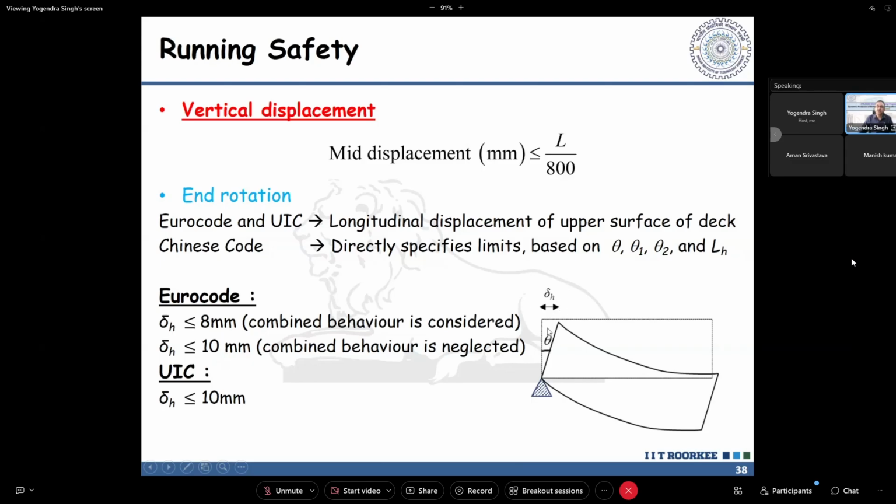The larger this displacement, the more impact, and hence the more vibrations of the train we are expecting. So the limit for this delta H is given in Eurocode and UIC. It is limited to 10 millimeter. So how can we obtain this delta H? I will calculate the end rotation. Suppose I am modeling it using a beam, then the slope of that beam at the support, that is theta, I can get. Theta multiplied by the height of this beam will give me delta H.